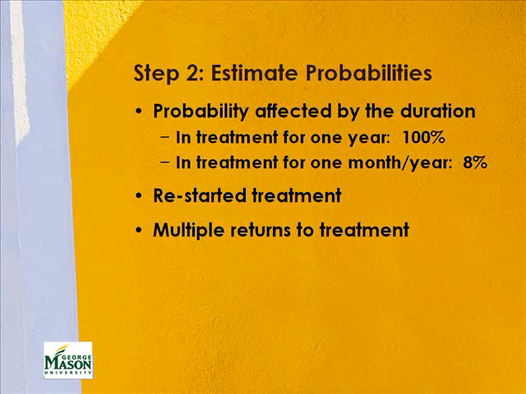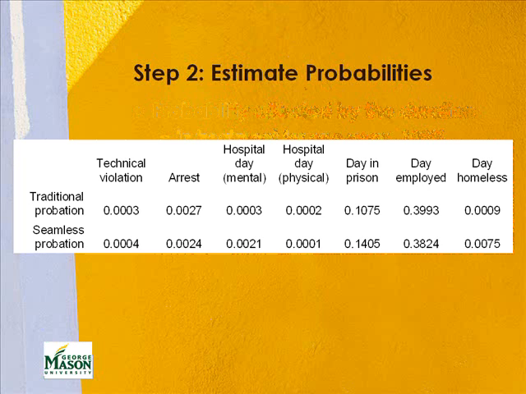A client who is in treatment for 1 year will have a daily probability of 1. A client in treatment for 1 month in a year will have a daily probability of 8%. As clients stop and restart treatment, the daily probability changes. The proposed method of calculating probability of the event takes into account multiple returns to treatment.